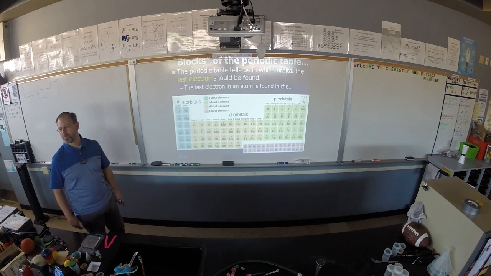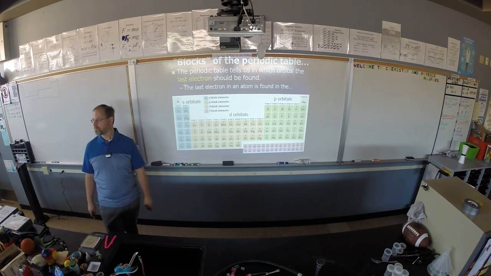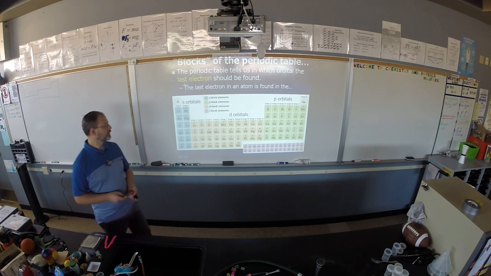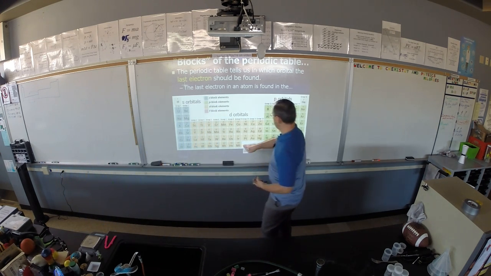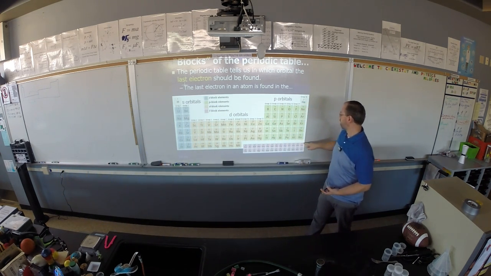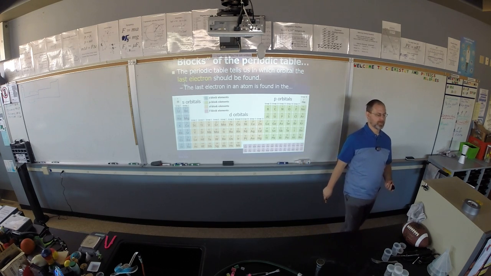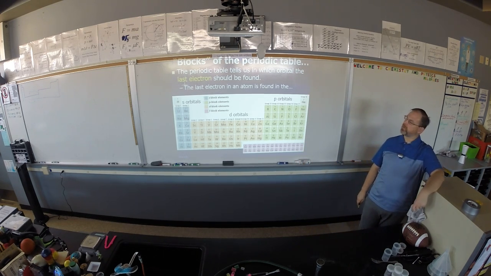What block are the other ones, like 110 or 115? Well, if they're below zinc, they're in the d block. If they're below boron, they're in the p block. So if they're down here, they're in the d block, and if they're down here, they're in the p block. Those crazy ones that only exist for a millisecond.